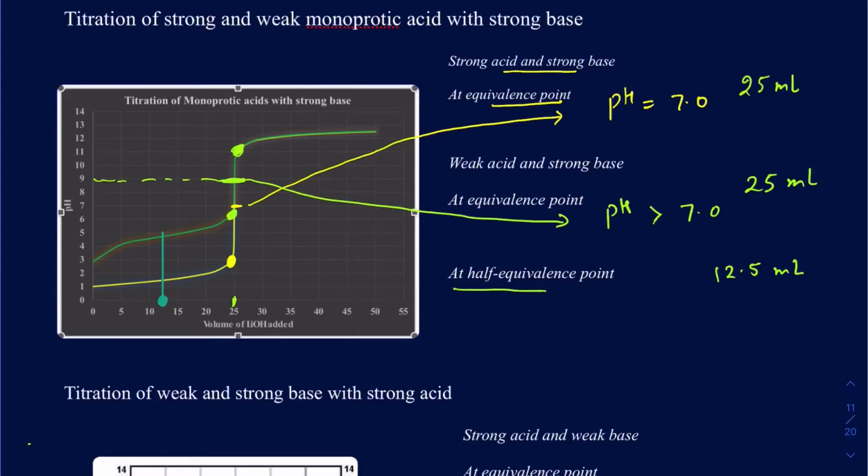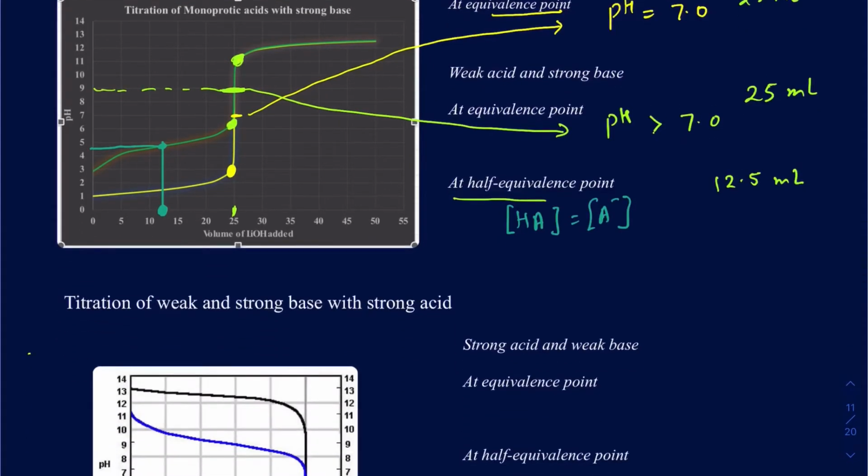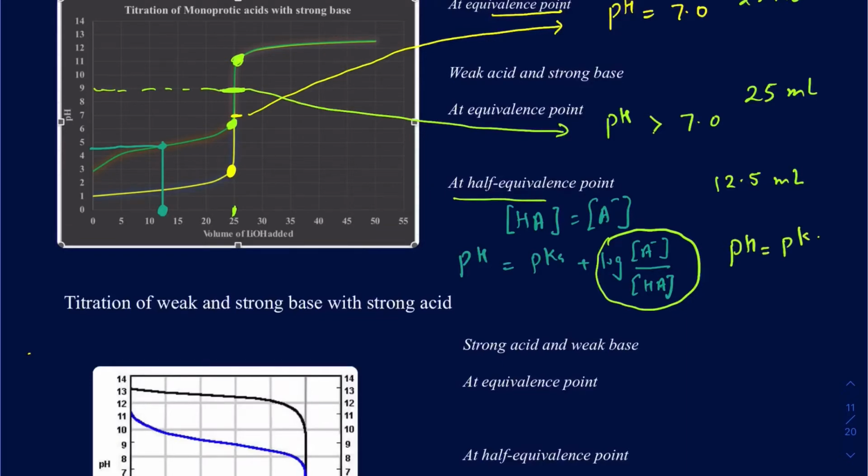So suppose the weak acid and strong base: wherever it meets right there, I'm going to draw a horizontal line there and see where it meets on the pH. Remember, at half equivalence point, your HA concentration is going to be equal to the A minus concentration. And when I'm looking at my Henderson-Hasselbalch equation, which is pH equals pKa plus log of A minus over HA, since your A minus and HA concentrations are the same, this goes away because that's going to be 1 and log 1 is 0. As a result, your pH is going to be equal to the pKa.